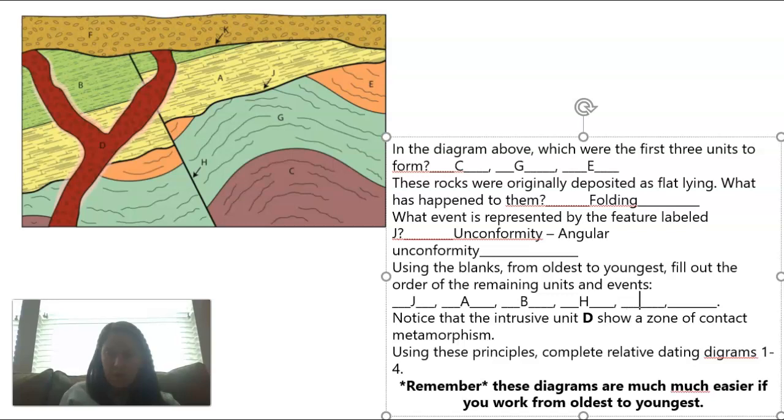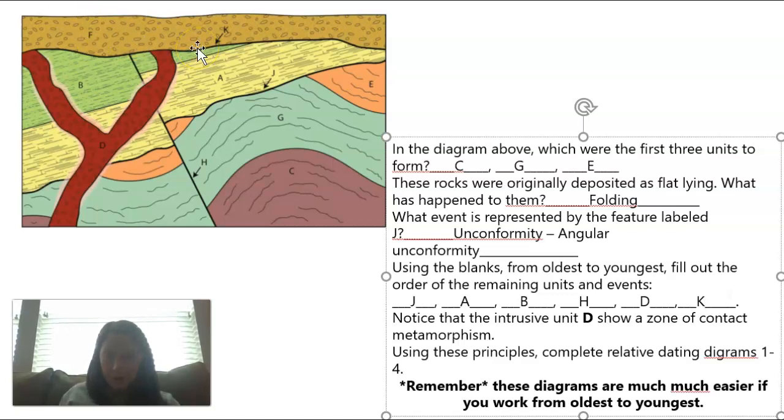and then after H we have what? D or K? So in this case it is D. K is actually on top of D, it's cutting through D. So D would be after H. Then we would have K. And then lastly we would have F.